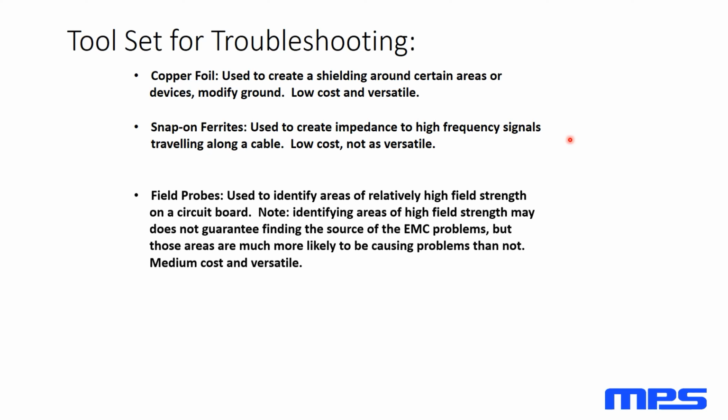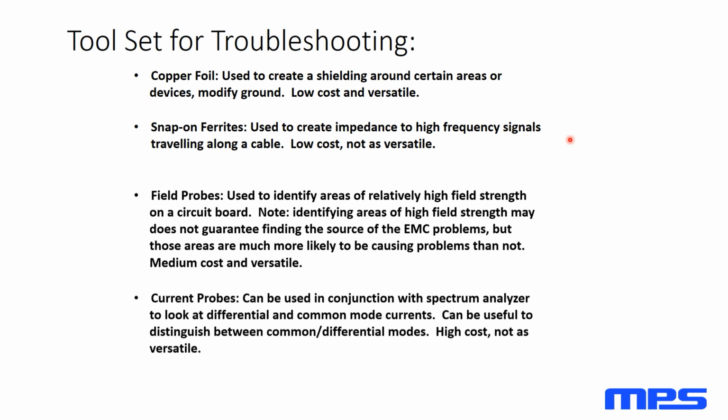These are more medium cost. Kits are more in the hundreds of dollars. Individual probes could be less than that, and they are pretty versatile. You can use them at the bench. You can use them in the lab. You can use them with an oscilloscope. You can also use them with a spectrum analyzer.